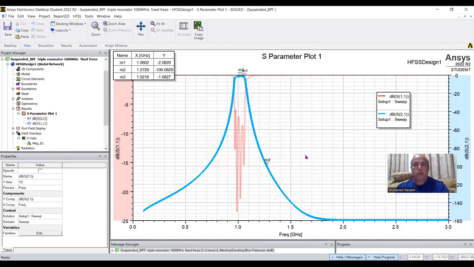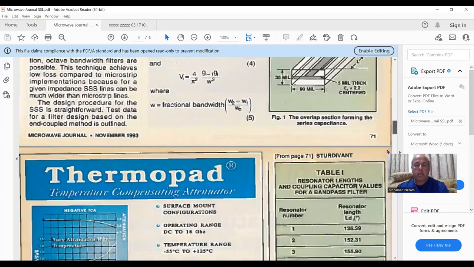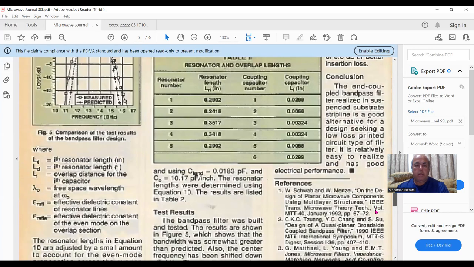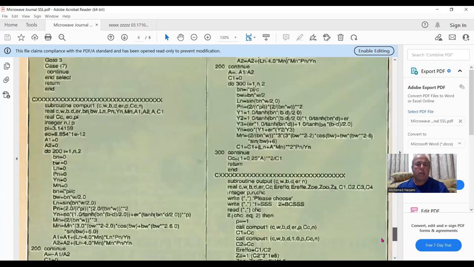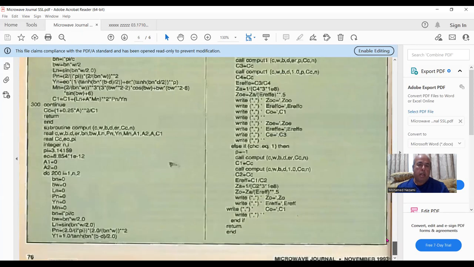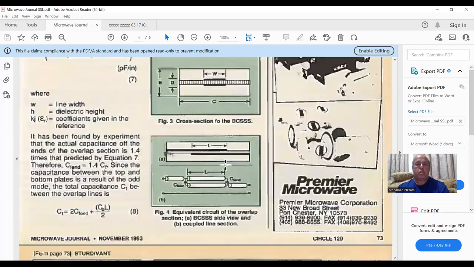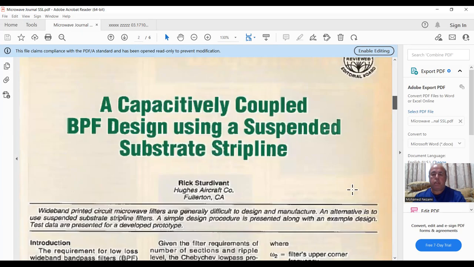Okay, so before we get to that, let's just look. This is the paper that I showed you, the macro paper. And at the end of this paper, back then, of course, people didn't have 3D modeling, so they ended up writing their own code. And the code is here. I looked at it and did it in MATLAB. So you would want to convert this code to MATLAB to be able to come up with the dimensions of these resonators for a particular design that you have. This article is very simple to use and very clearly written.